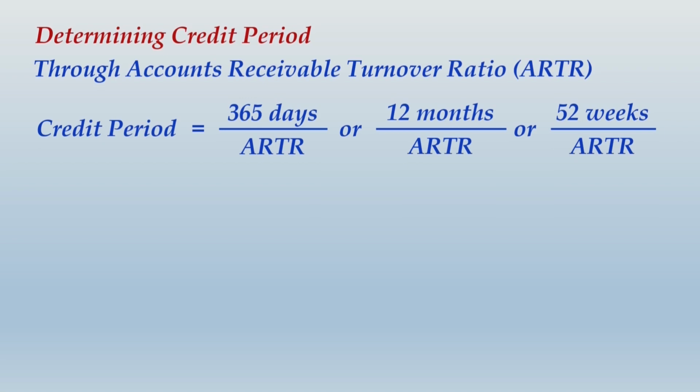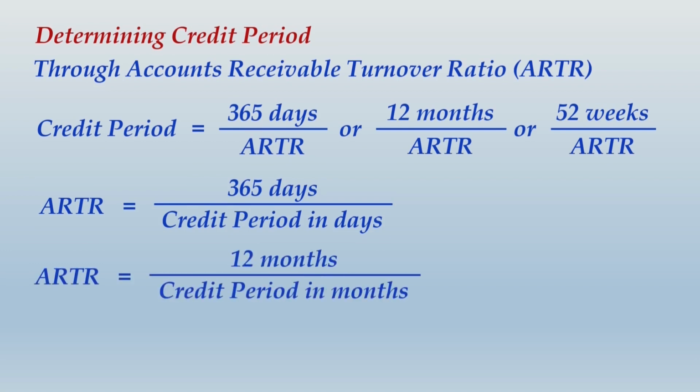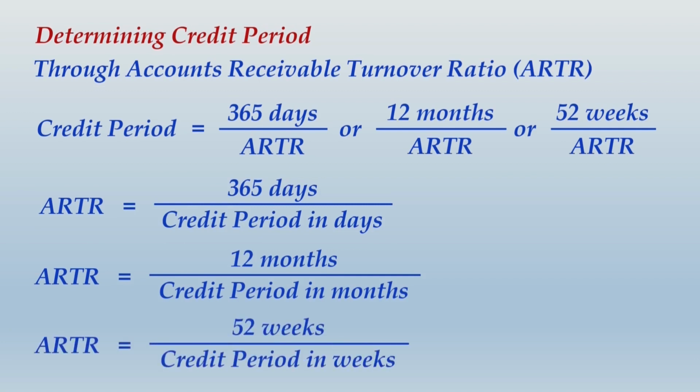The short form ARTR stands for Accounts Receivable Turnover Ratio. So ARTR is 365 days by credit period in days. ARTR is 12 months divided by credit period in months, and ARTR is also 52 weeks divided by credit period in weeks. So this could be the shortest way of converting credit period into ARTR and vice versa, that is converting ARTR into credit period. And your credit period calculation can be in number of days, number of months, number of weeks, anything depending upon the requirement in the question.